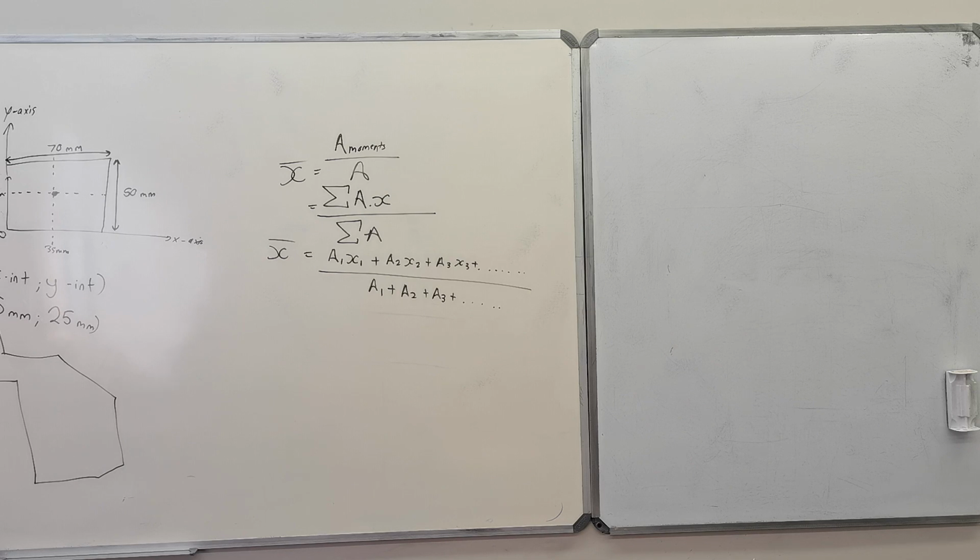It all becomes clear once you do an example. They like to use big, unnecessary words. You can say the same thing for y. Y bar will be equal to the area of the moments all over area, the sum of A times y all over the sum of A. Y bar is equal to A1 times y1 plus A2 times y2 plus A3 times y3. They give you some important formulas you need to know.